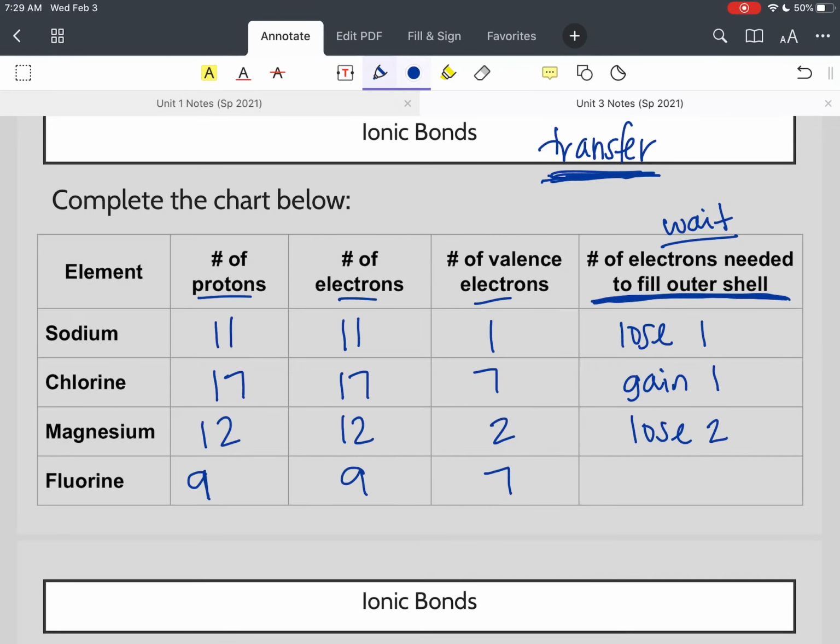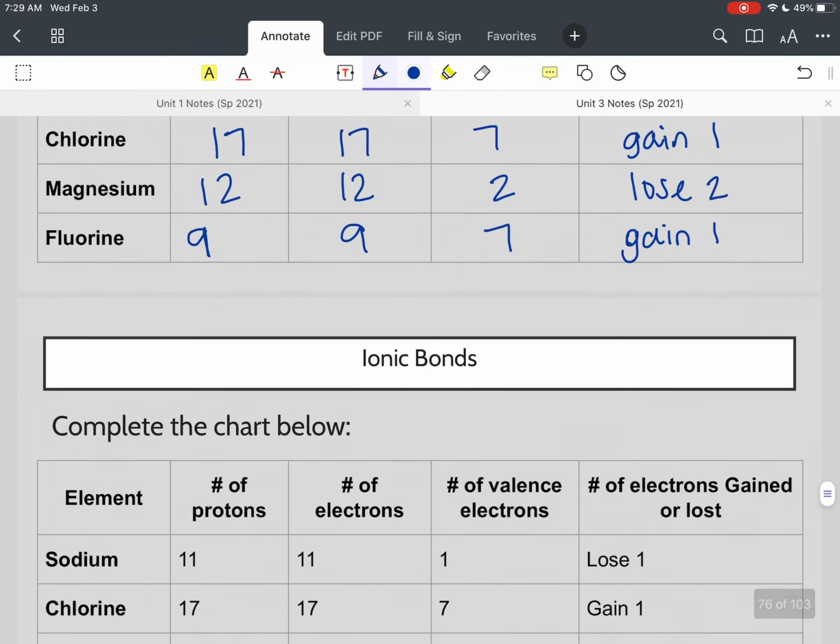All right, we're going to lose 2. And then fluorine's just like our chlorine, we're going to gain 1. Okay, so remember, if we're losing or gaining, we're going to actually be showing that in our drawings.